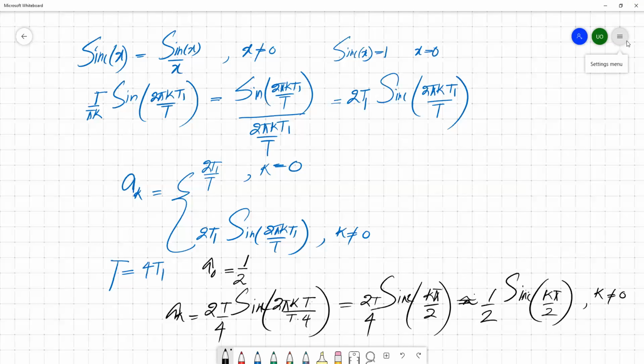So this is the sinc function. We know the sinc function looks something like that. This is symmetric. And these crossing points are basically when the argument inside this bracket goes to 0. So these crossing points simply occur when this argument, k pi over 2, goes to 0.